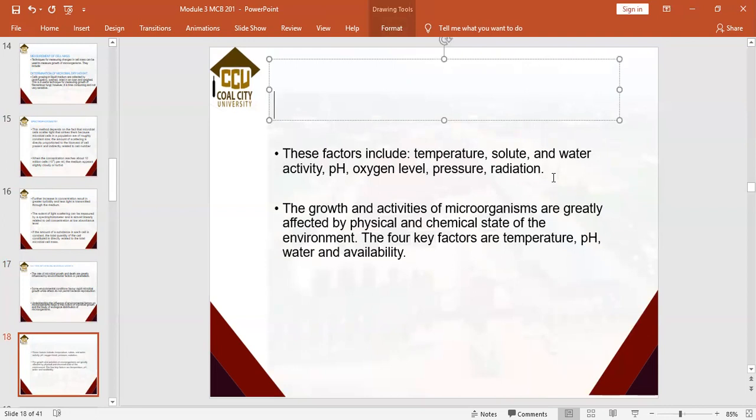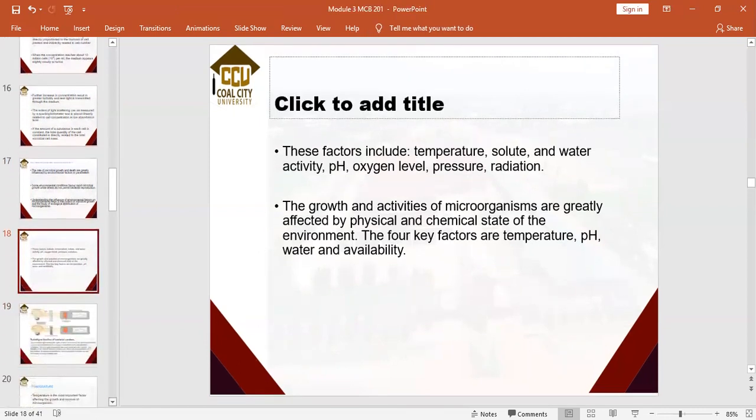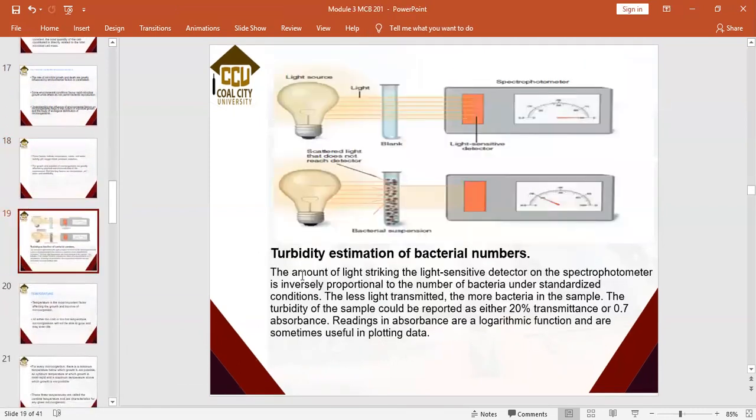Then the growth and activities of microorganisms are greatly affected by the physical and chemical state of the environment. So the four key factors are temperature, pH, and water availability. So these are what you consider when you talk about the environmental factors. So let's look at this: this is a turbidometer estimation of bacteria. This is a spectrophotometer. When you come back, you look at it in the chemistry lab.